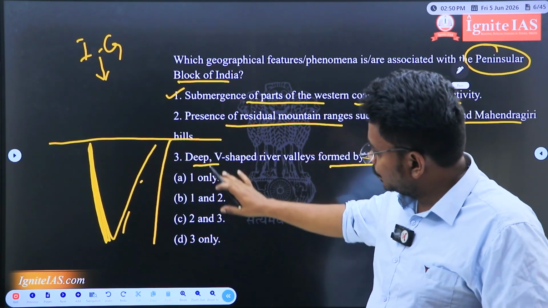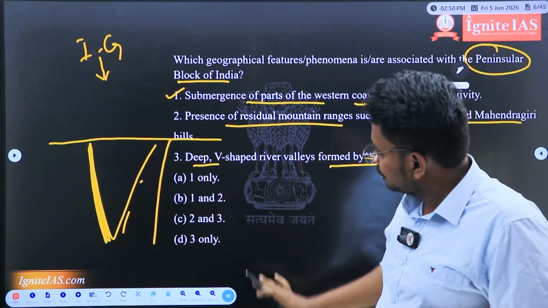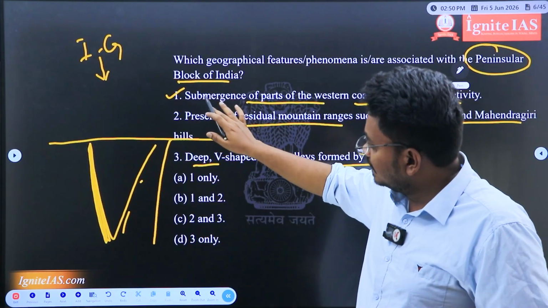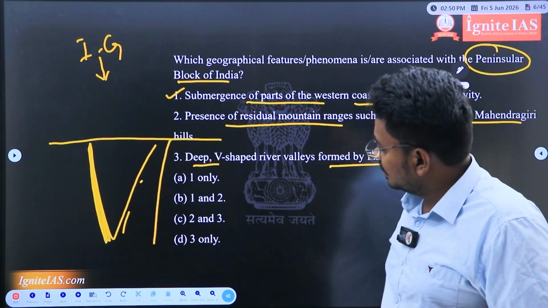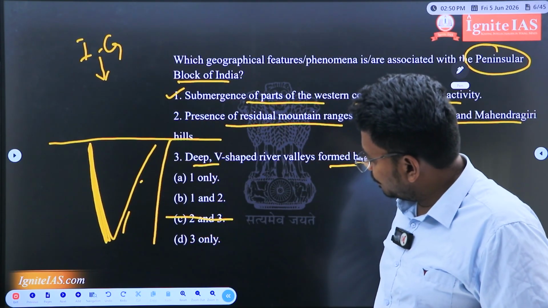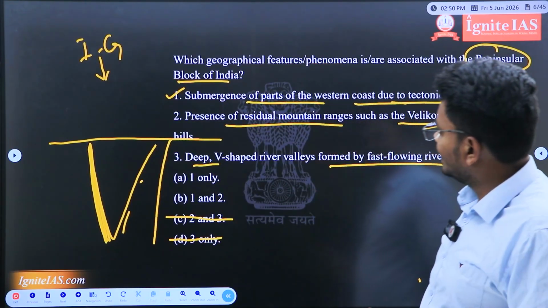So now let us try to eliminate the options parallel. So statement 1 should be there in the answer. So we can eliminate option C and we can eliminate option D.